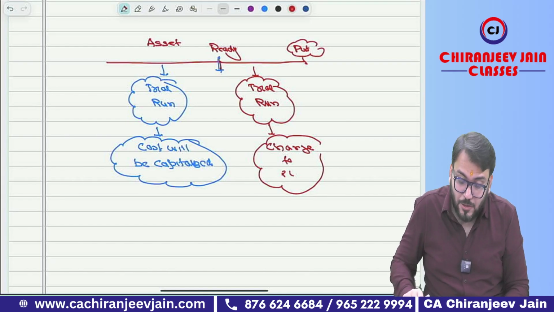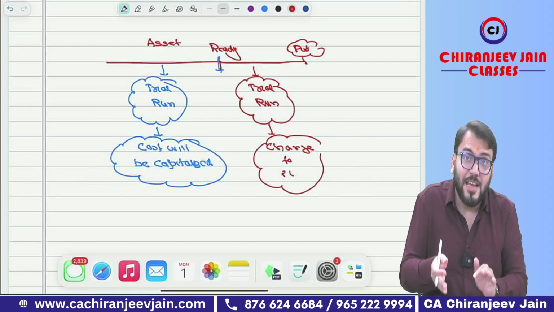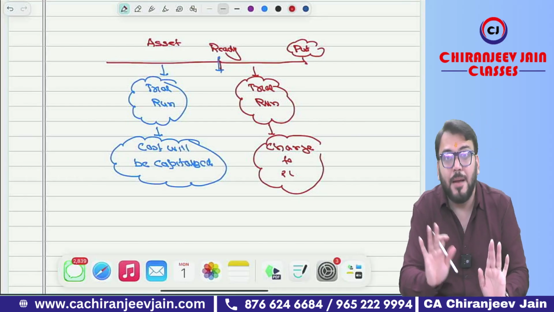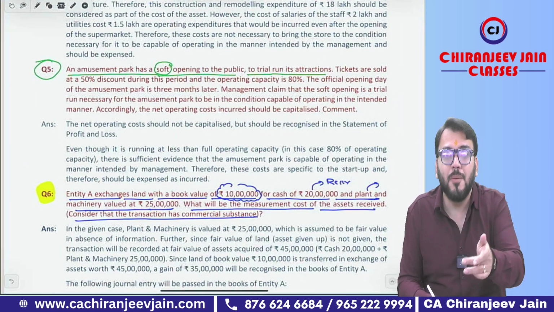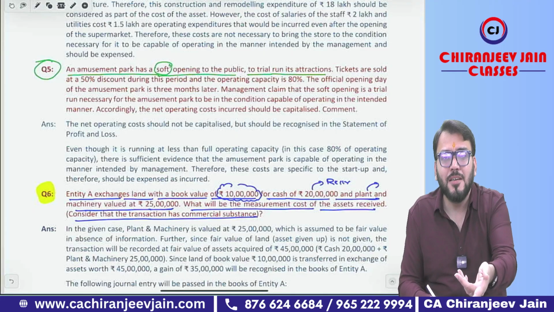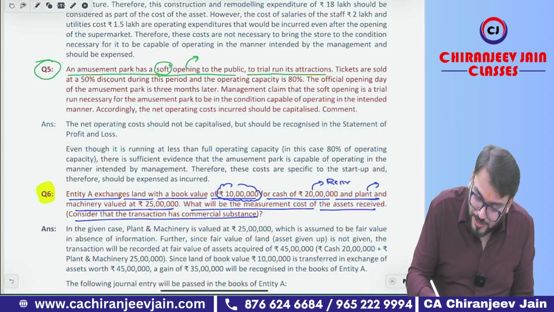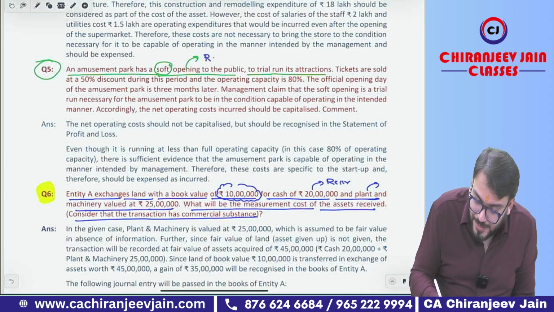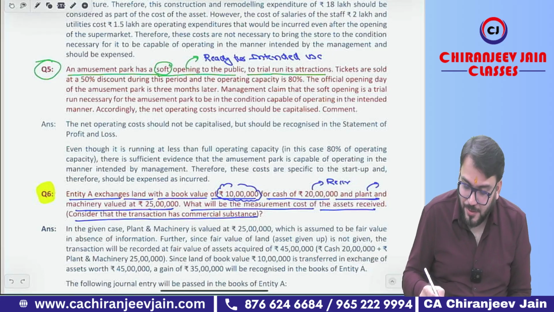So you need to read the question carefully. Any trial run before the asset is ready for its intended use will be capitalized. But if you see what they are saying, soft opening to the public, if it is open to the public, means it is ready. So soft opening means what? From this we can understand it is ready for intended use. Okay now.